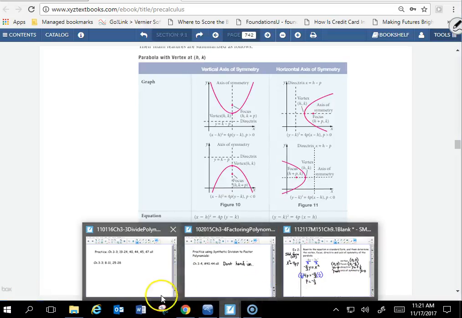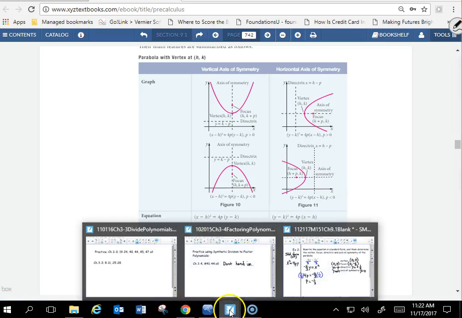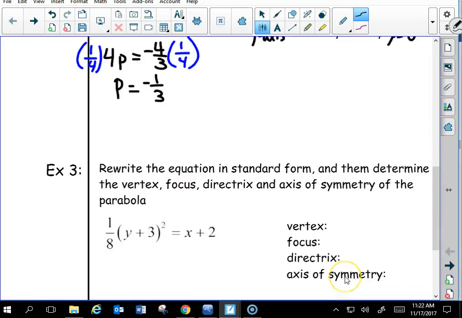Okay, for the next problem, we do have a transformation, an h and a k, that'll move our parabola away from the origin. So I'm using, when we went to those kinds of problems, this is page 742 out of the book. This is where I got everything I was using. Okay, so let's go back to the notes.